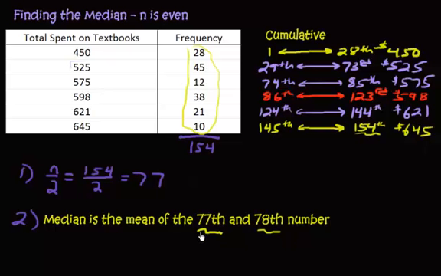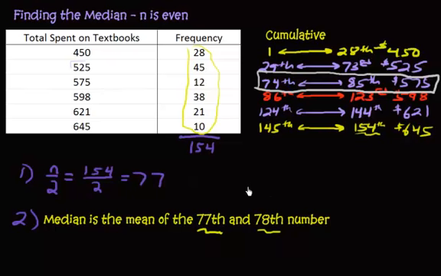Okay, well anyways, our goal was to find the 77th and the 78th. So if you look through here, and if you set it up like this, well, where's the 77th and 78th? It is going to be in here somewhere. Okay, because the 74th to the 85th, they all spent $575. So obviously the 77th and 78th should as well.